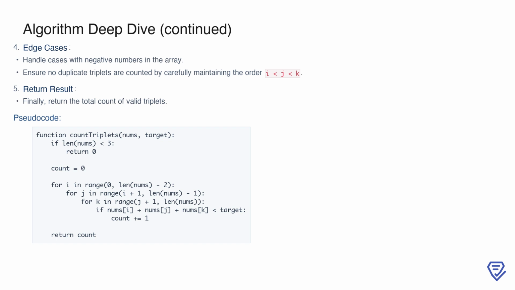The pseudocode here outlines this approach in a concise way. It starts by checking if the array has fewer than 3 elements. If not, it iterates through the array using 3 nested loops, checking the condition for each triplet and updating the counter if the condition is met. Finally, it returns the counter, giving us the total number of triplets that satisfy the problem's requirements.